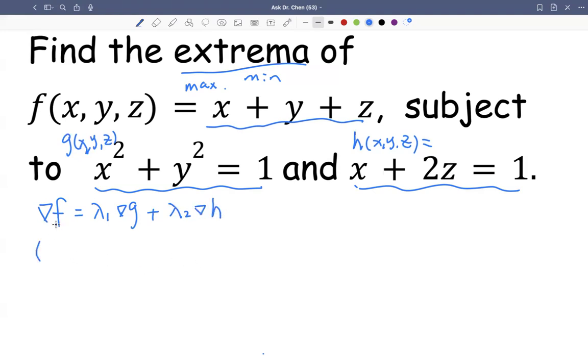So what's the gradient of f? The gradient of f is partial f partial x, which is 1, partial f partial y, 1, partial f partial z, which is 1. So the 1, 1, 1 vector equals the number 1 multiplied by the gradient of g. The gradient of g is partial g partial x, which is 2x, partial g partial y, which is 2y, partial g partial z, which is 0, plus another scalar, another real number, multiplied by the gradient of h: partial h partial x, which is 1, partial h partial y, 0, partial h partial z, 2.